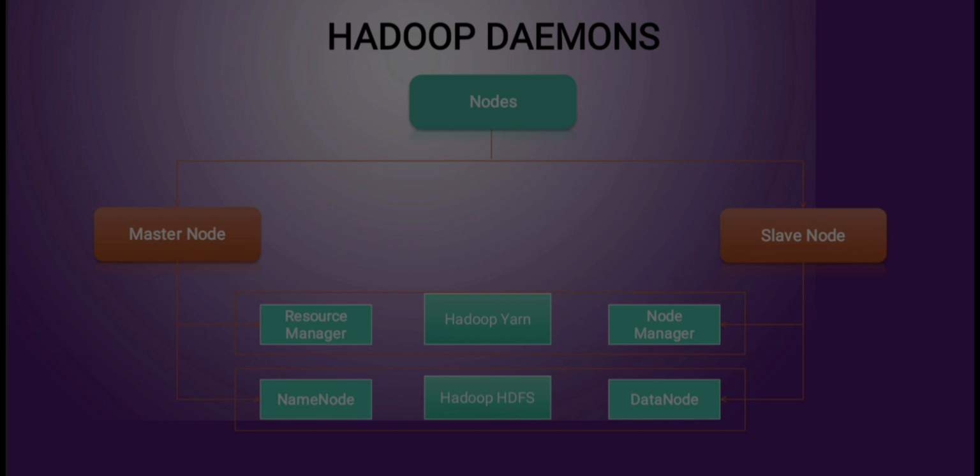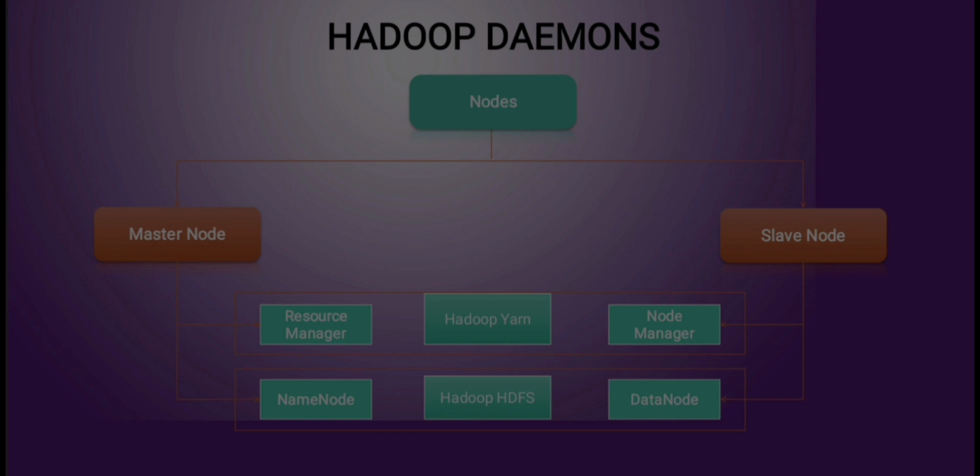The metadata is stored in the memory. Its features: it never stores the data that is present in the file. And as the name node works on the master system, it should have good processing power and more RAM than slaves.